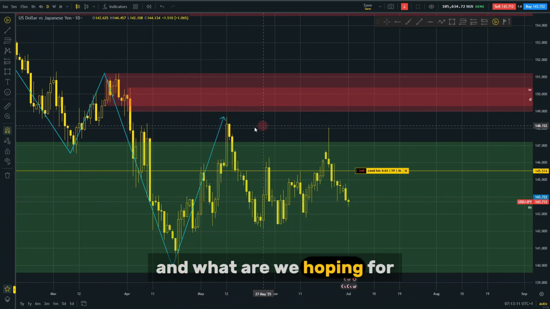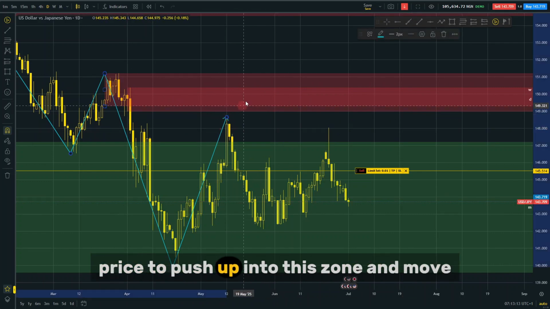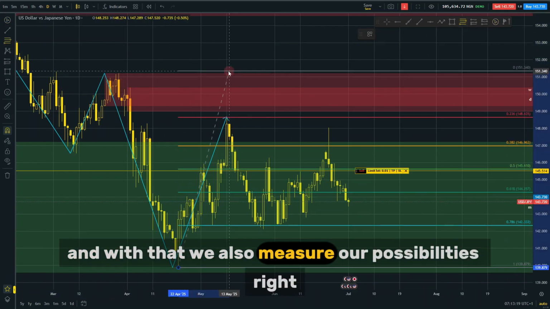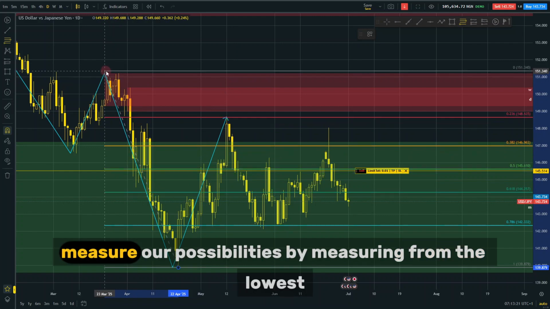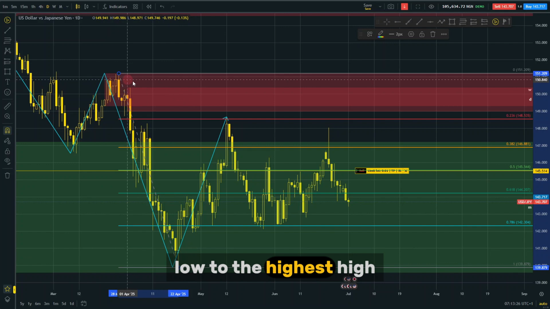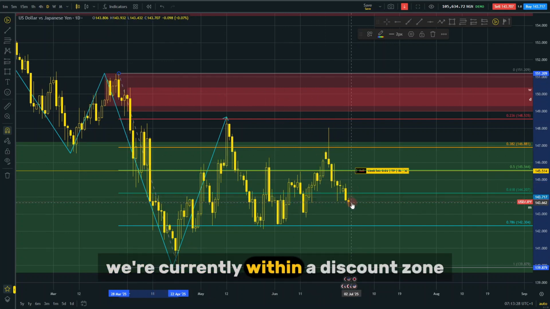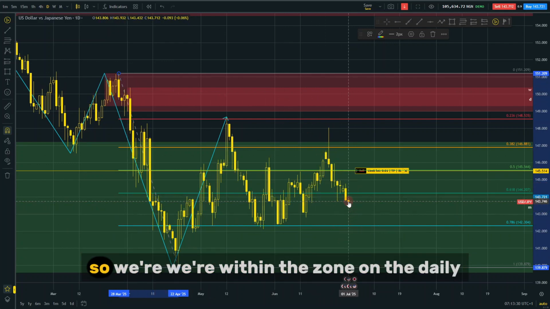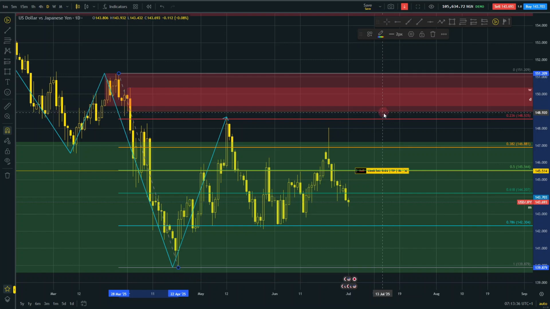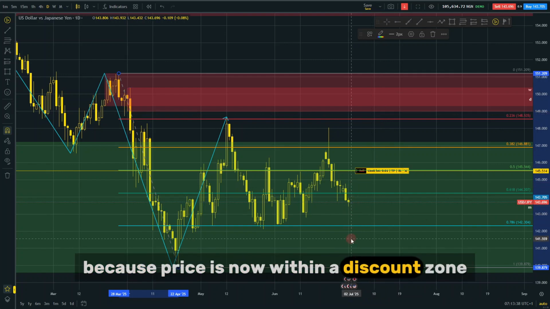And what are we hoping for? Price to push up into the zone and move. And with that, we'll also measure our possibilities by measuring from the lowest low to the highest high. We're currently within a discount zone. So we're within a zone on the daily where we should be looking for buying opportunities, because price is now within a discount zone.